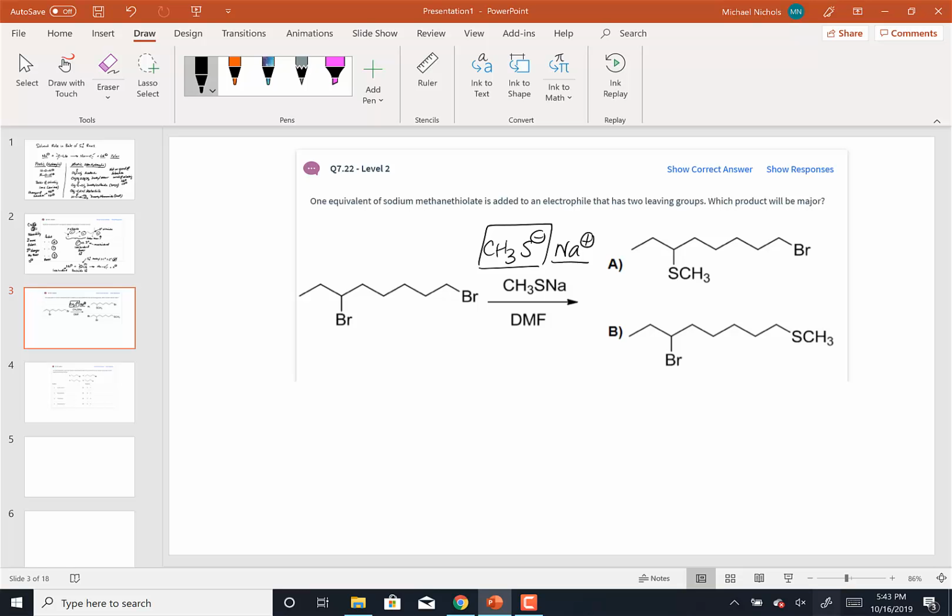So is my S- going to attack this carbon with the bromine attached? Or is that S- going to come over here and attack this carbon with the bromine attached? The bromine in both cases is the leaving group. What's the difference between those 2 carbons? This carbon is a primary carbon, and this carbon is not a tertiary, it's a secondary carbon.